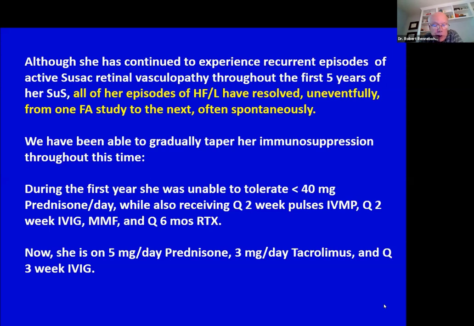During the first year, she was unable to tolerate less than 40 milligrams of prednisone per day, while also receiving every 2-week pulses of IVMP and every 2-week IVIG, as well as MMF, and every 6 months rituximab. Now she is on 5 milligrams per day of prednisone, 3 milligrams per day of tacrolimus, and every 3-week IVIG, and she's no longer on rituximab.